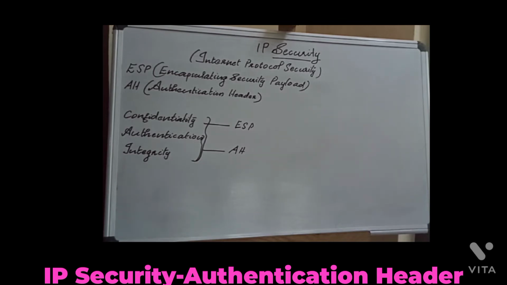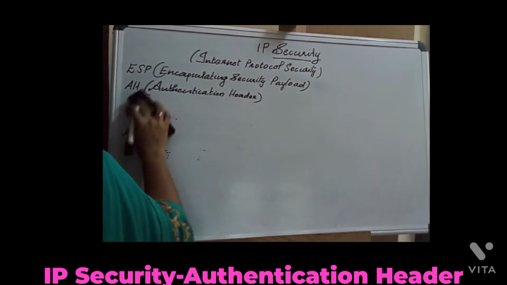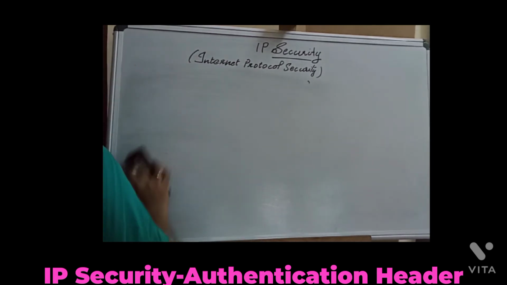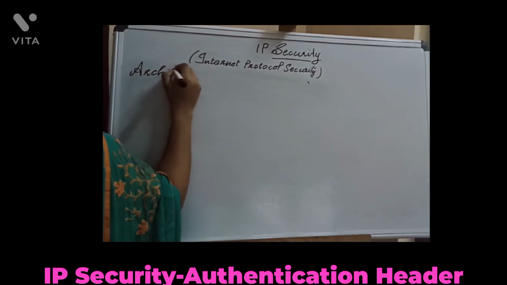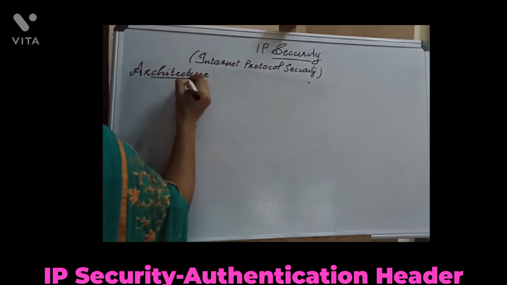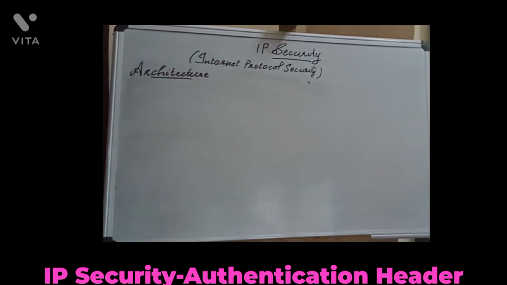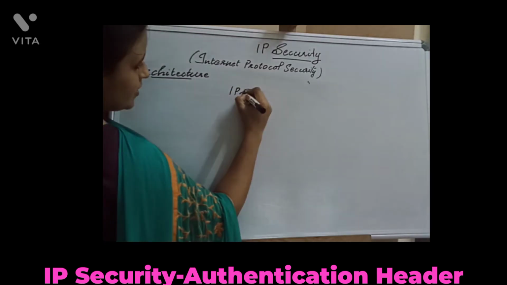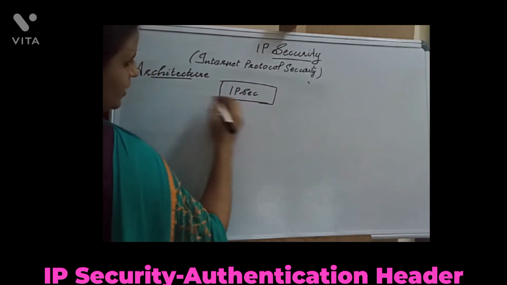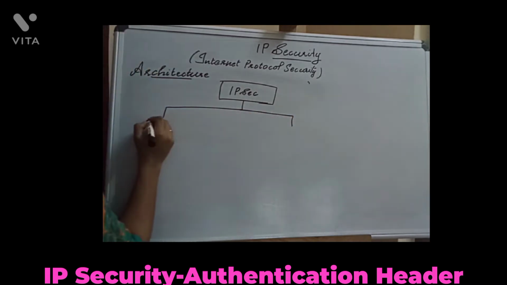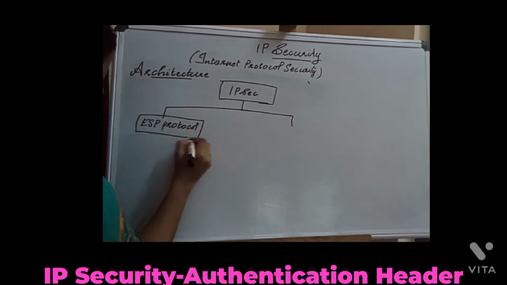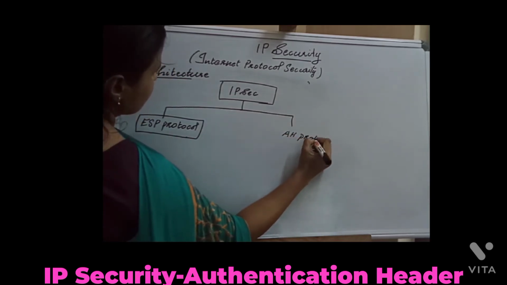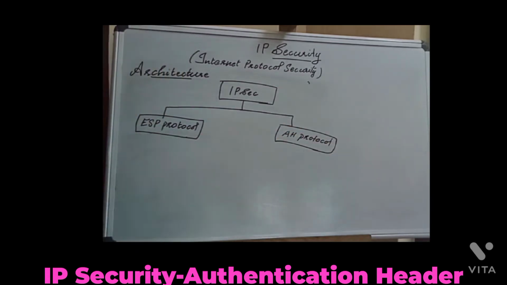Next is IP security architecture. IP security is implemented by using two protocols, the ESP protocol, that is the encapsulating security payload protocol, and the AH protocol.